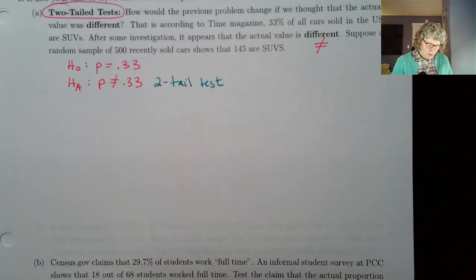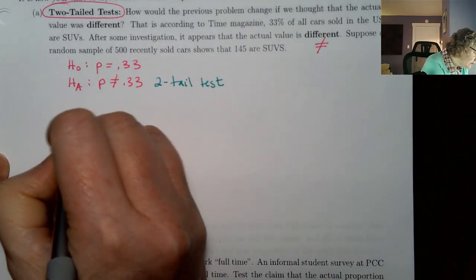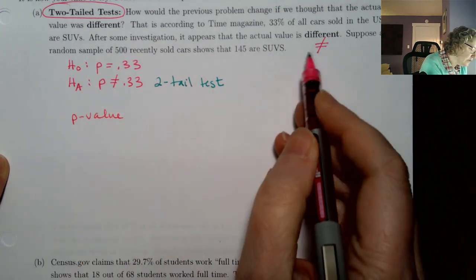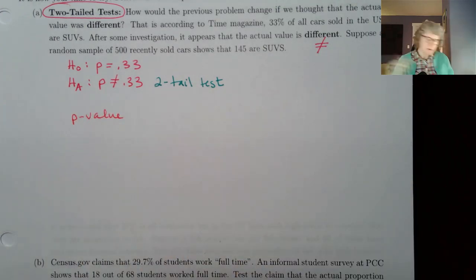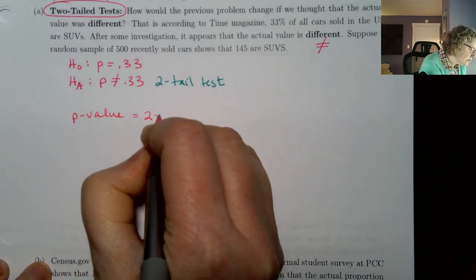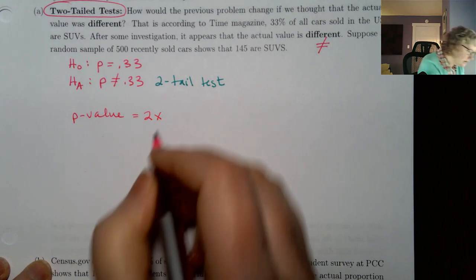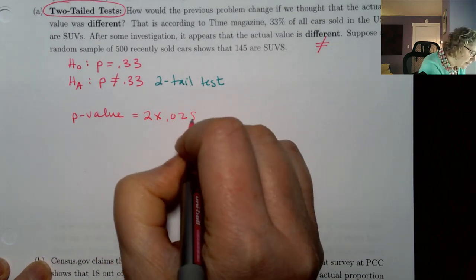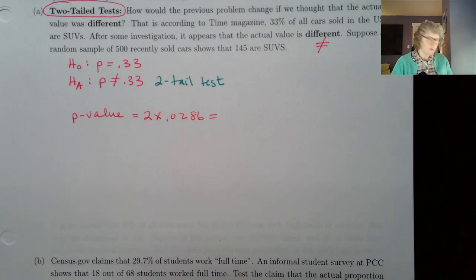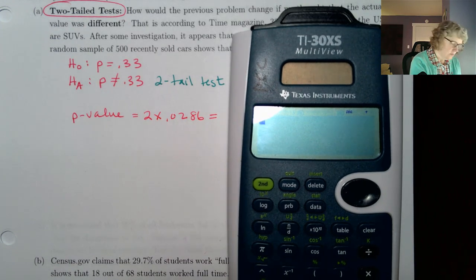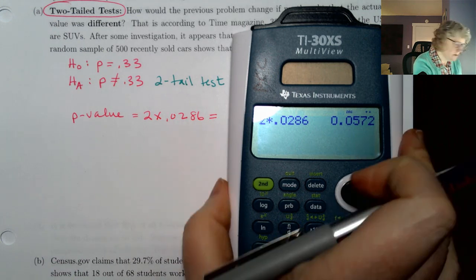Okay, our conditions would be exactly the same. Our p-hat, our z-score are all exactly the same. The difference is with our p-value, okay? Because we're not just going in one direction, we need to look at both tails. So it's actually going to be 2 times, and I'll show you on Statlet, 0.0286. For a two-tail test, it doubles our p-value. 2 times 0.0286, which is 0.0572.